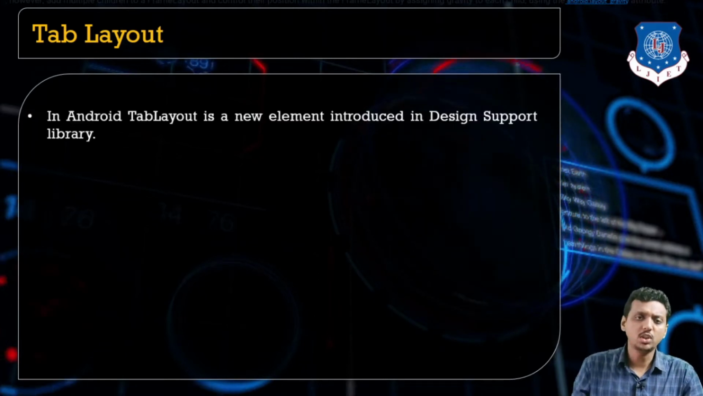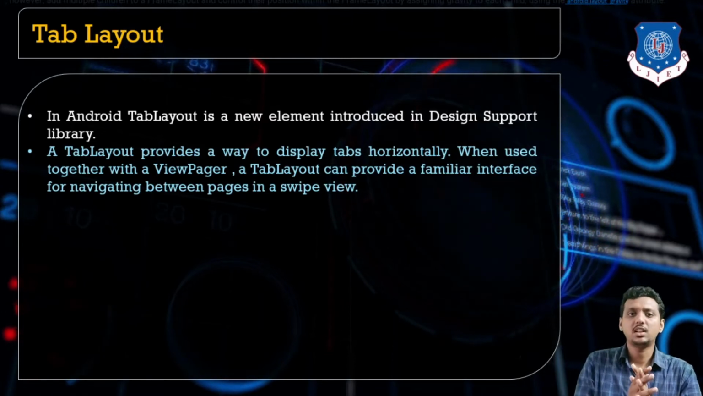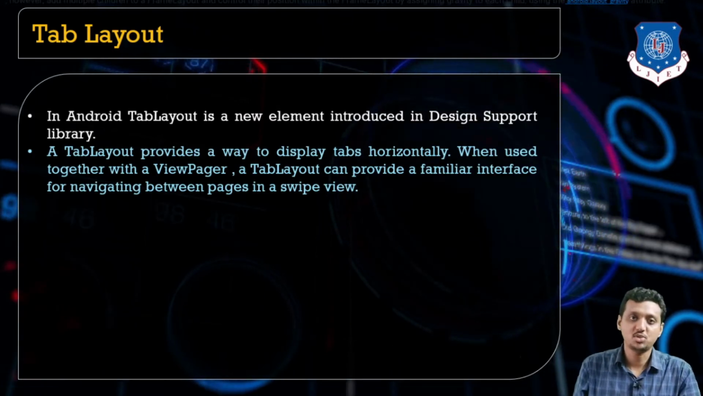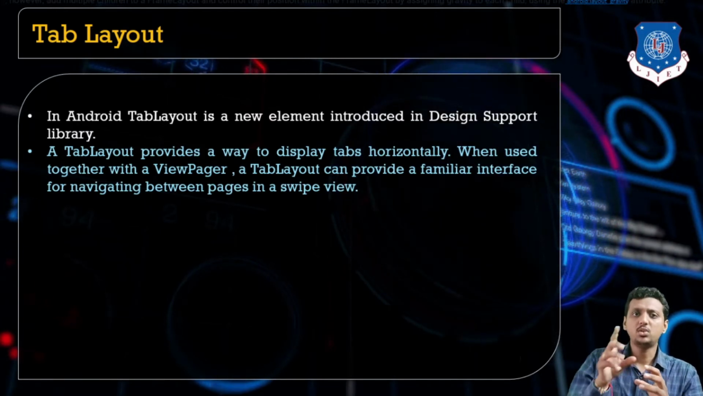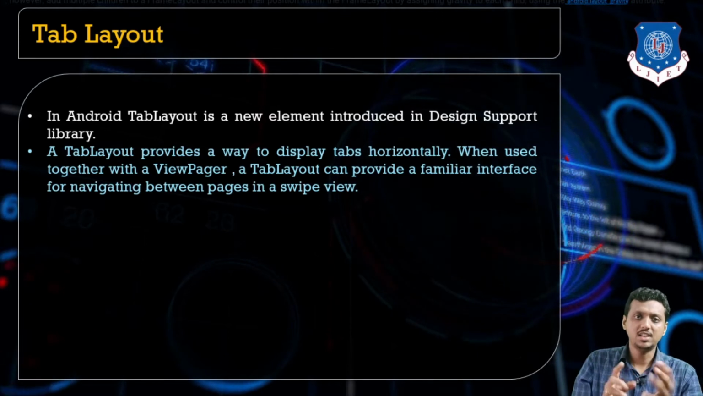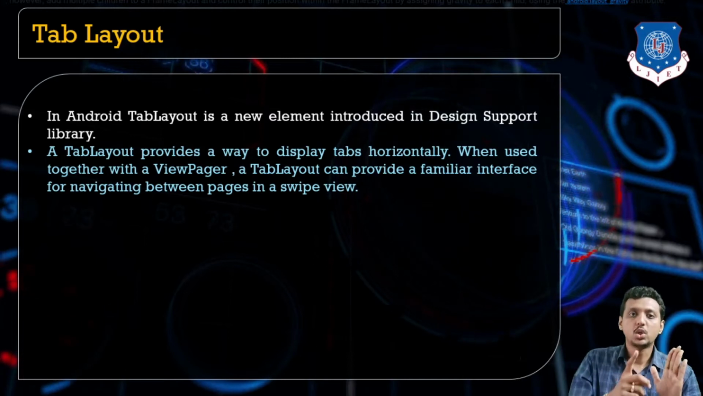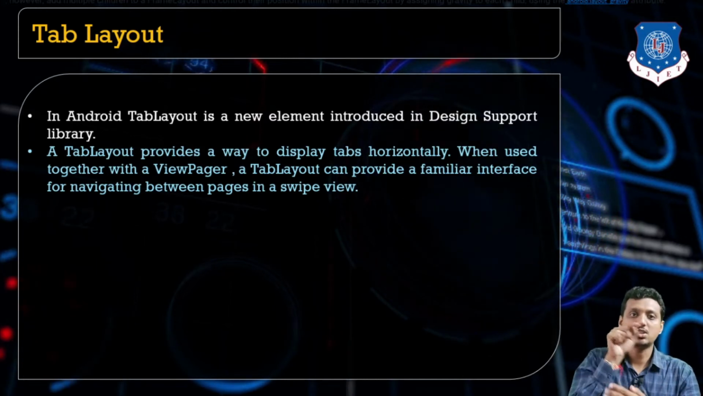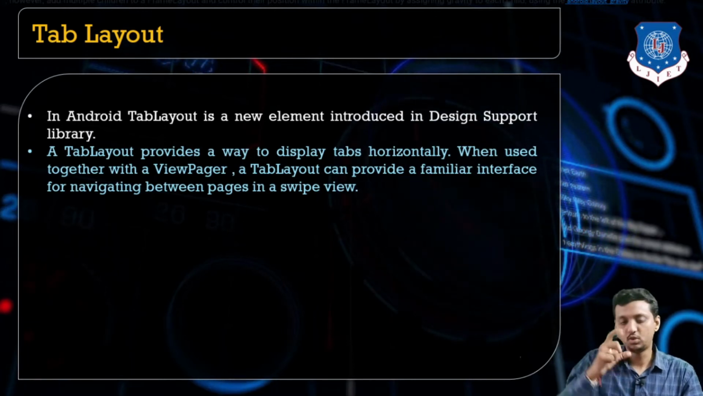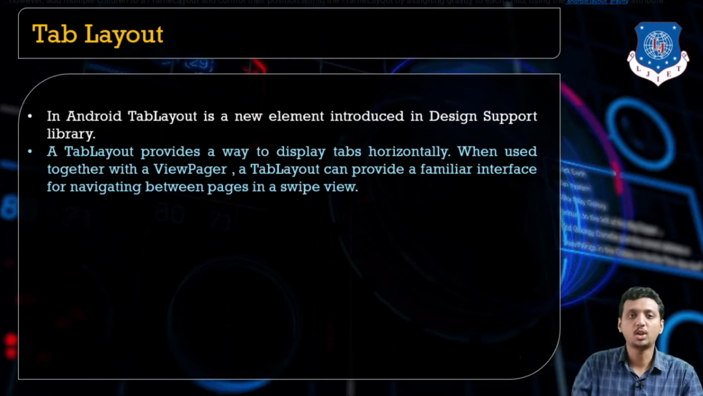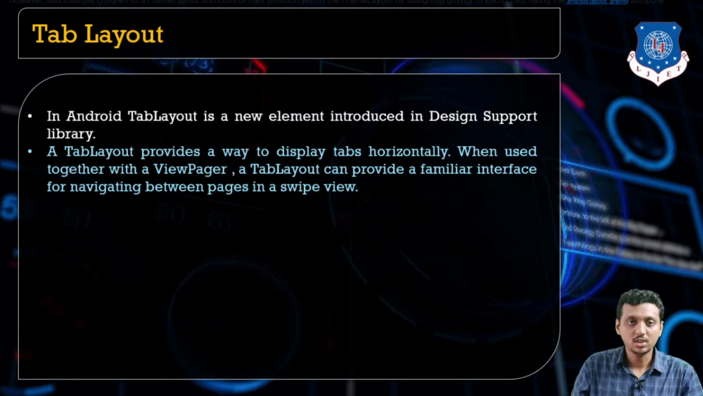So now let me tell you what we mean by the tab layout in Android. Many times we have seen, let me take an example of the WhatsApp chat. Whenever you open WhatsApp, you will find three different views: one is status, second is chat, and third is call. You can click on status to open the status view, click on chat to open the chat view, click on call to open the call view. So that is known as tab layout.